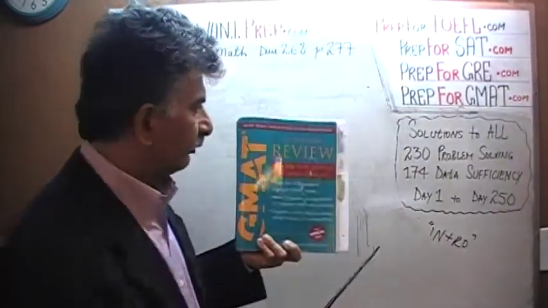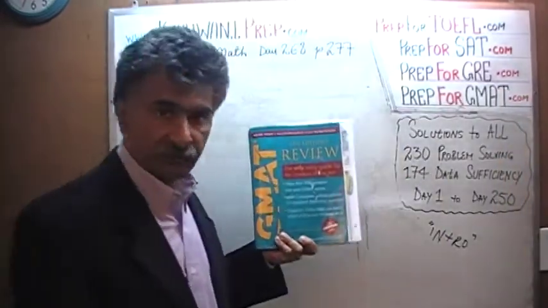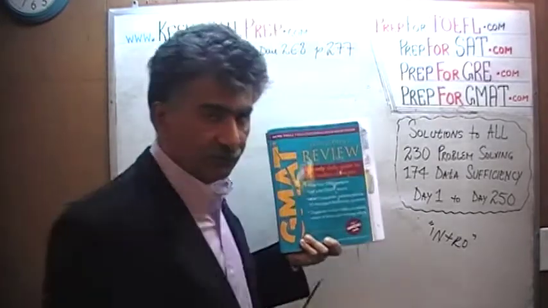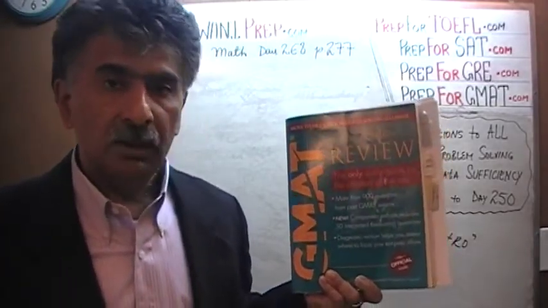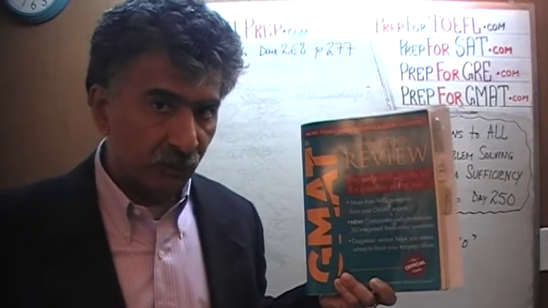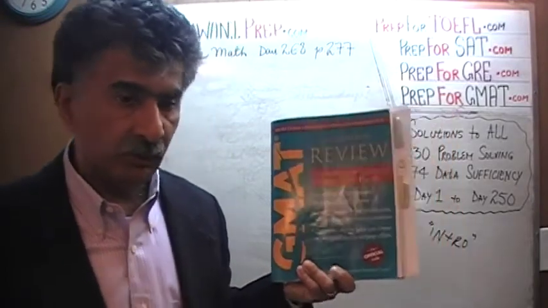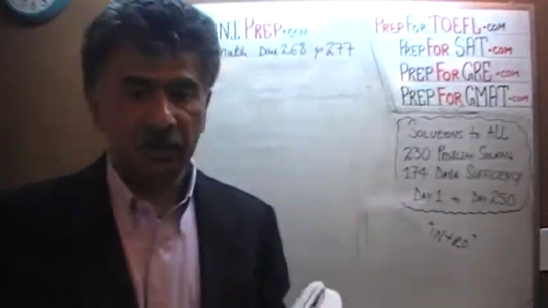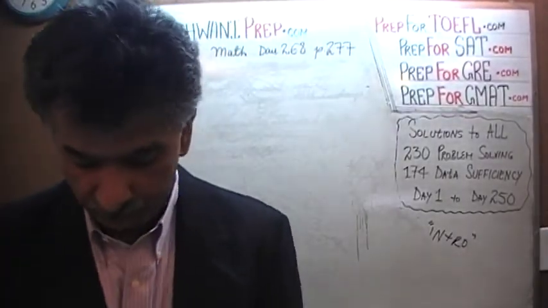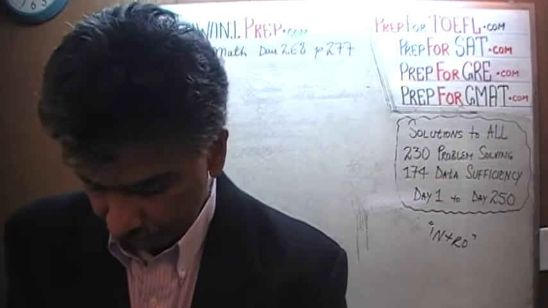This book contains 230 problem-solving questions. It has 174 data sufficiency questions. We have solved every single problem already. If you're interested in watching the original solutions to any of these problems, you will find them from day 1 through 250. Right now, we are in the process of redoing the problems.